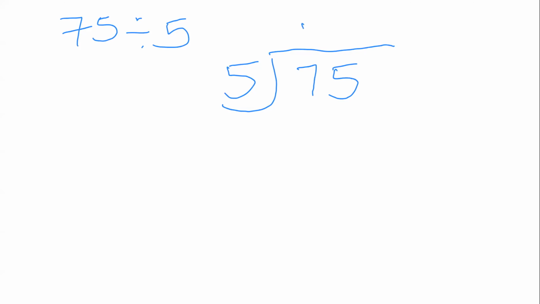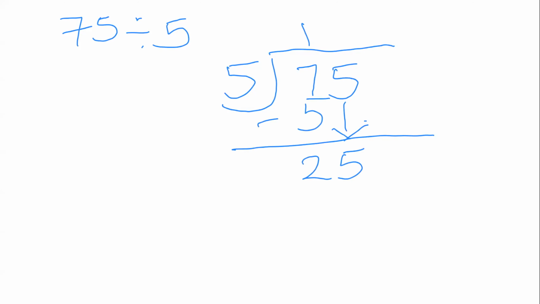So 5 ones is 5. 7 minus 5 how much? Is 2. So you are going to carry this 5 down. Now again 5 table, 5 5 is 25. So 25 minus 25 is 0. So here we have completed the sum, that is, if you divide 75 by 5, you will get the answer as 15.